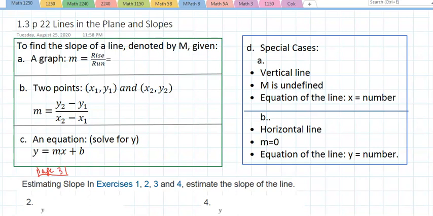Section 1.3 is on page 22. It talks about lines in the plane and slopes. I'm going to split this into two parts. The first part is going to be finding the slope and graphing, and the second part would be finding an equation of a line. When I say two parts, I mean 2 lectures.